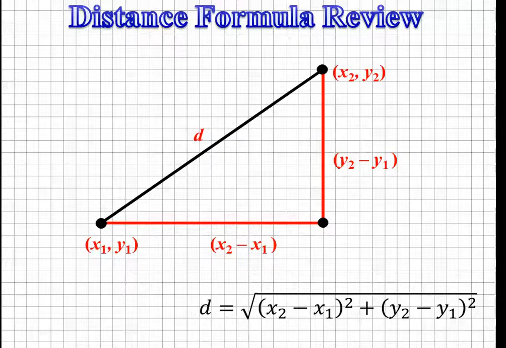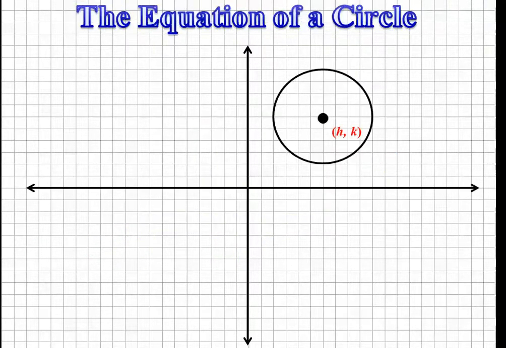It has to be the point of tangency. So point C is not the point of tangency and point D is not the point of tangency, so it won't work. Okay, now we're going to work on the equation of a circle.